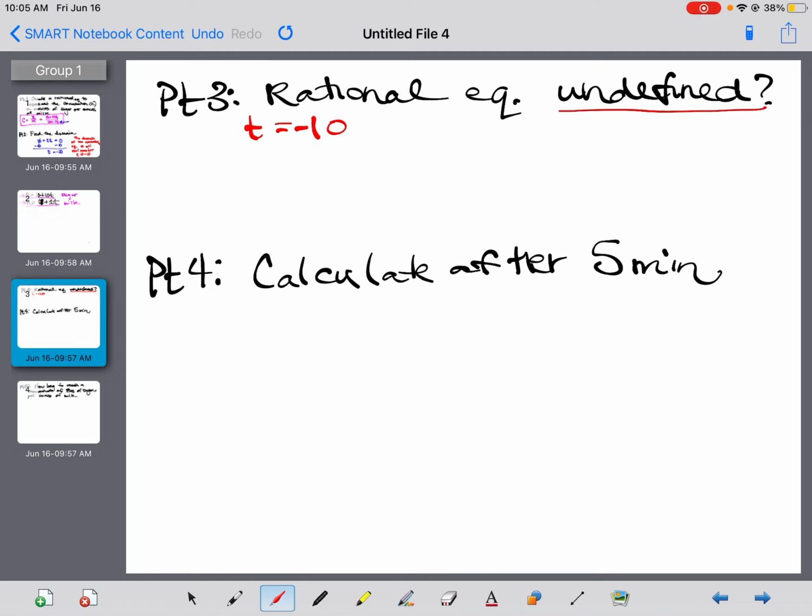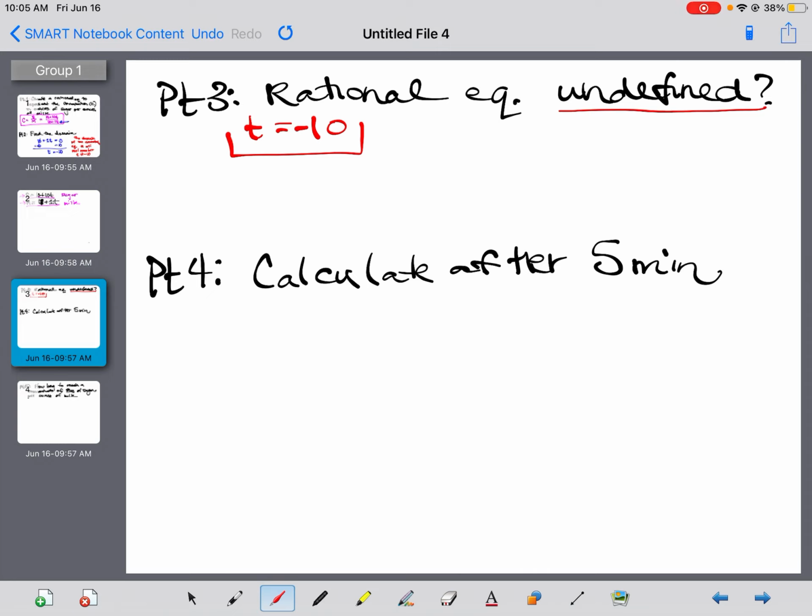This is where you have to think, because this is a real problem. We're talking about time. So they're saying at time -10. Can we have -10 minutes? No, time starts at 0. So there is no place where the concentration equation is undefined. That would represent the time 10 seconds before mixing. So the equation will work for all values of t that we would realistically need.